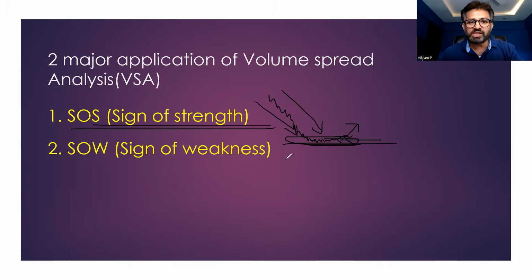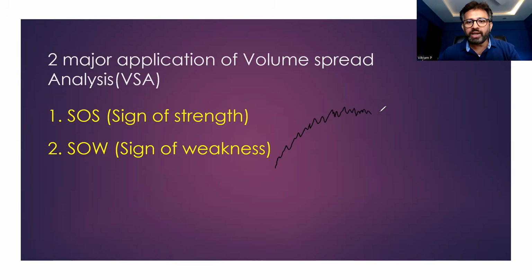And sign of weakness is the exact opposite of sign of strength. That means in the bullish market, when demand gets exhausted, that means buyers are getting exhausted after pulling the price till here. And when sellers come into the play and try to take the price down, that is known as sign of weakness.